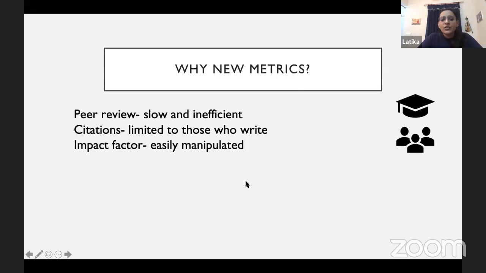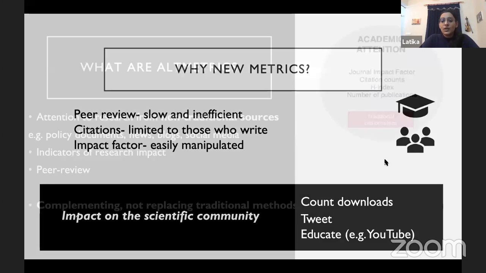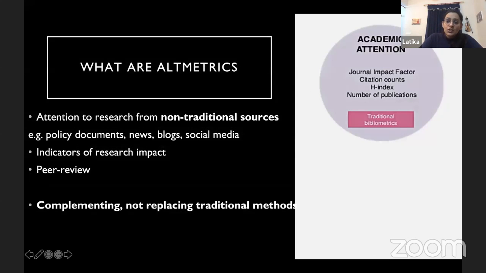Also, impact factor, as Dr. Goel talked about previously, can be easily manipulated, and these metrics carry their own fallacies and are prone to abuse. So the wider impact on the scientific community, if we were to measure it, we would look at the downloads, tweets, and we can look at its use in educative material. So this brings us to altmetrics.